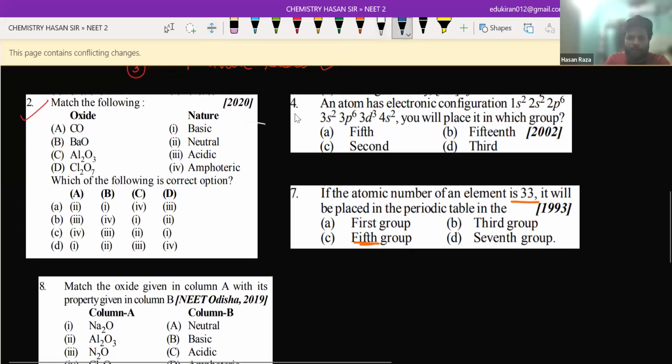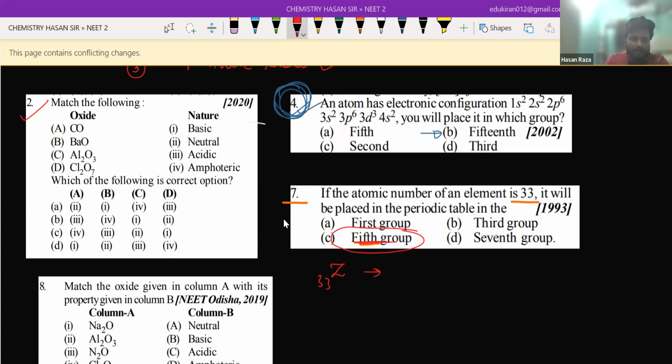Question number this, right? Fourth. No, for this. Are you talking about this, Aisha? Question number fourth. Oh, question number 7. Let me just check it out. There is a contradiction. If you have Z equal to 33, you are going to do the configuration, and yeah, it will be 15th group. It's not fifth group. Rabia? Yes, sir. Have you got this? There is no correct option in this question. The answer is 15th group. Should I explain or have you got it?